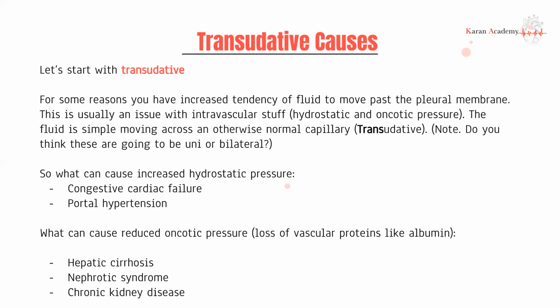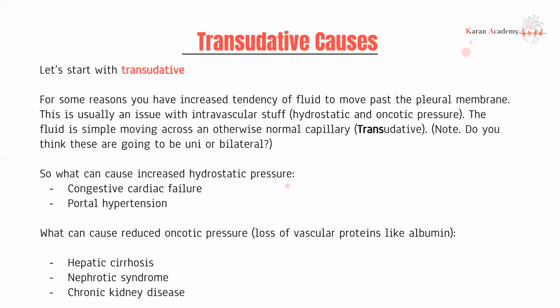And then we have reduced oncotic pressure. With reduced oncotic pressure, for some reason, we have lost the proteins in the normal blood. These are mostly proteins like albumin, but also things like immunoglobulins. And the role of these proteins is to keep water in. Therefore, if you lose these proteins, you would start losing fluid as well through the capillary membrane. Causes of these include hepatic cirrhosis. Why? Because with hepatic cirrhosis, you have low levels of albumin, because albumin is one of the things made by the liver. With nephrotic syndrome, you're losing so much protein that you are not going to have enough of it in your blood. And the same with chronic kidney disease.